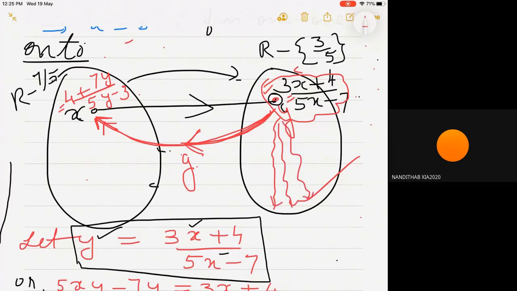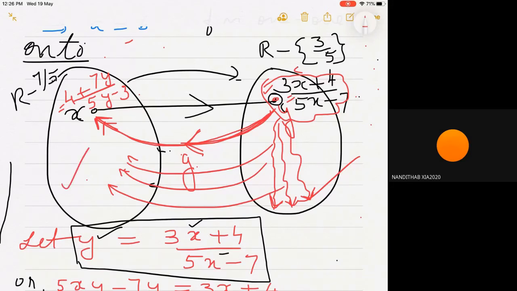Now can you extend y to every point in this set? If you extend this to every point in the set, whether you will get such 4 plus 7y by 5y minus 3, which is present in this domain of the function. If it is possible, then f is onto. Now how to extend this y to the whole set here? And what is the set here?